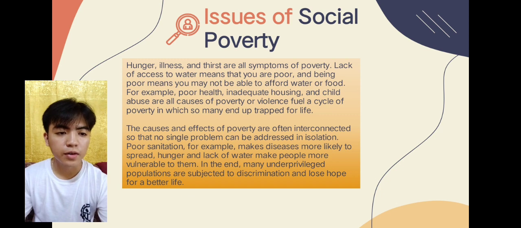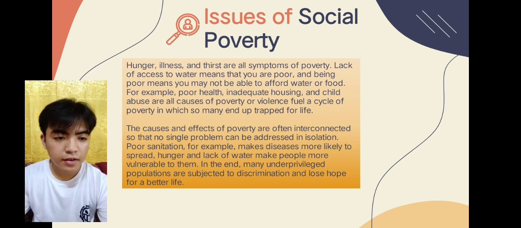The causes and effects of poverty are often interconnected so that no single problem can be addressed in isolation. Poor sanitation, for example, makes disease more likely to spread. Hunger and lack of water make people more vulnerable to them. In the end, many underprivileged populations are subjected to discrimination and lose hope for a better life.